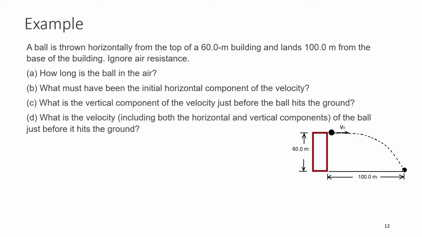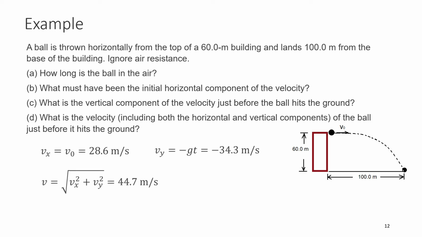For question D, since we already have the horizontal and vertical components of the final velocity, we can get the magnitude V equals 44.7 meters per second, and theta equals minus 50.2 degrees.